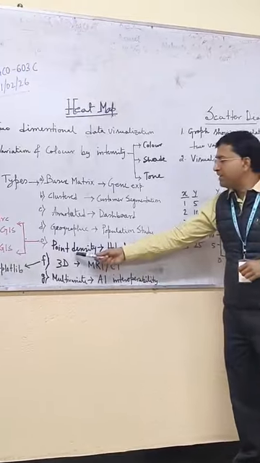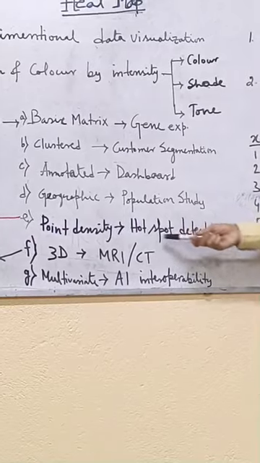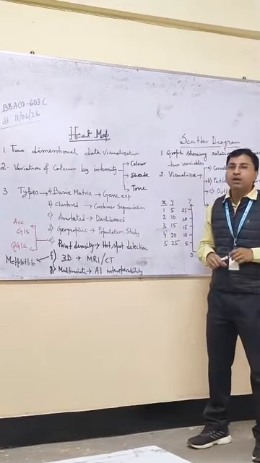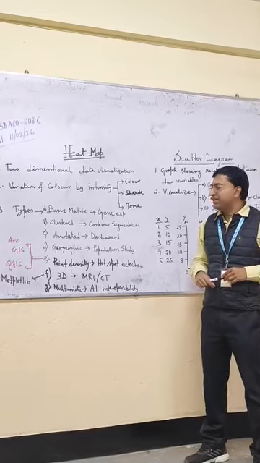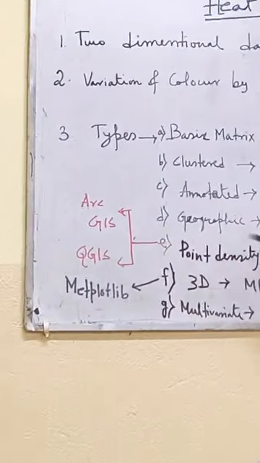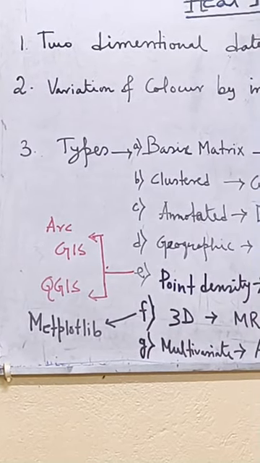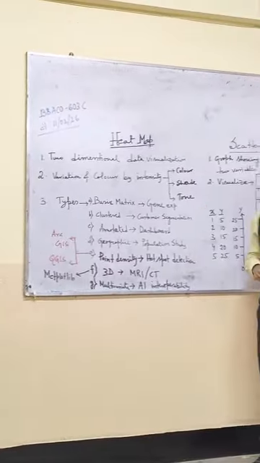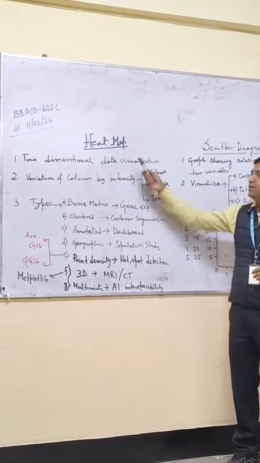Another important heat map is point density. It is useful for hotspot detection. So point density is useful on the basis of the pointer, and the color is mentioned there. The popular tool is ArcGIS or QGIS. As we know, Google is a very useful application in the case of selecting the location. So here we use this point density heat map.